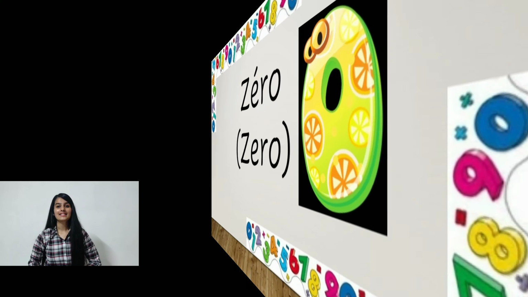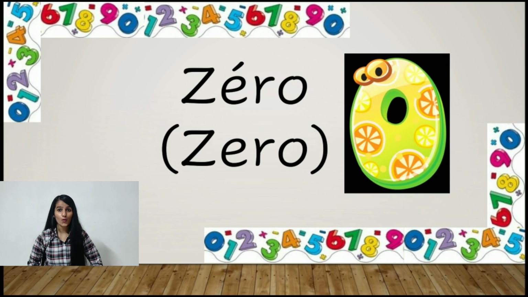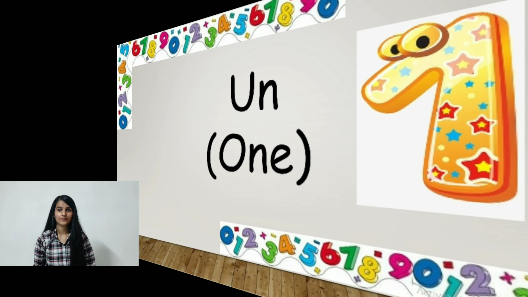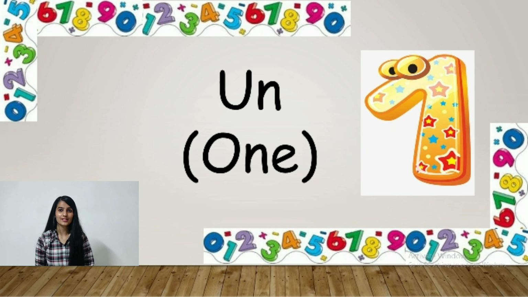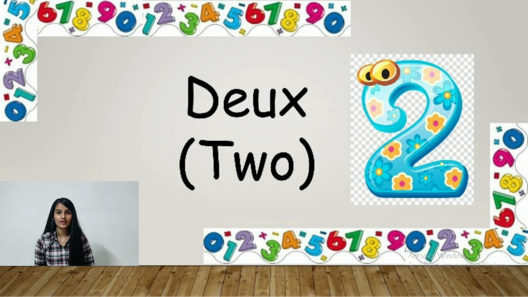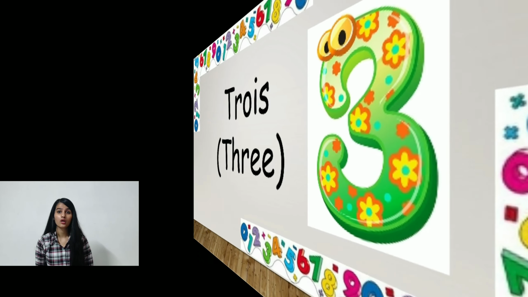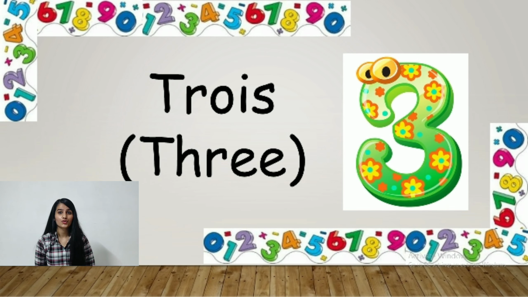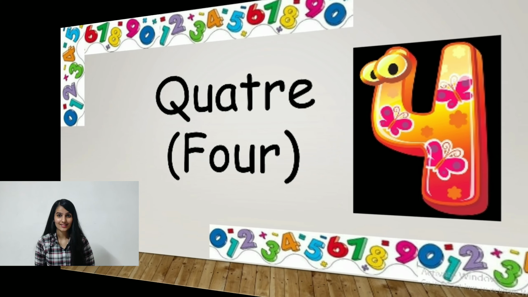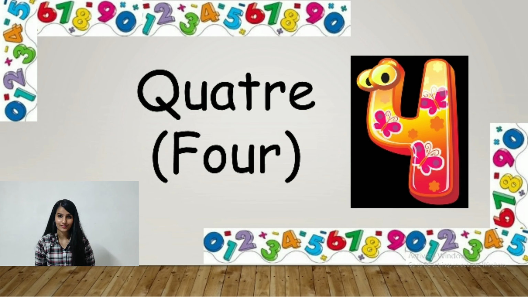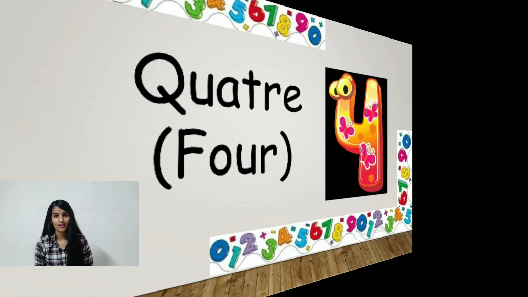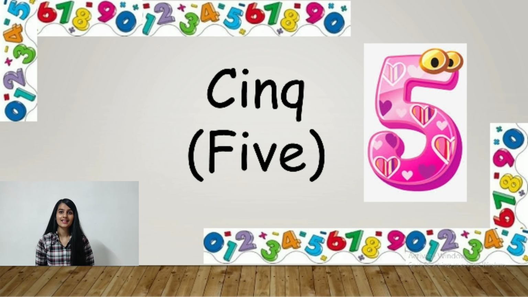The first one is zéro. That is 0. Then un, that is 1. Deux, that is 2. Trois, that is 3. Quatre, that is 4. Cinq, that is 5.